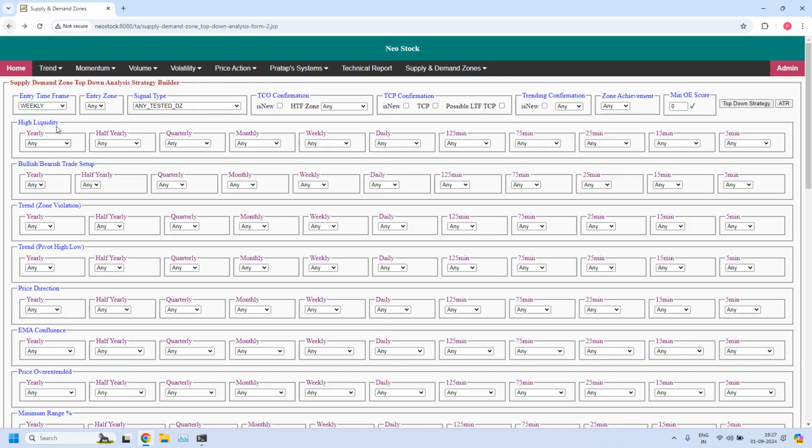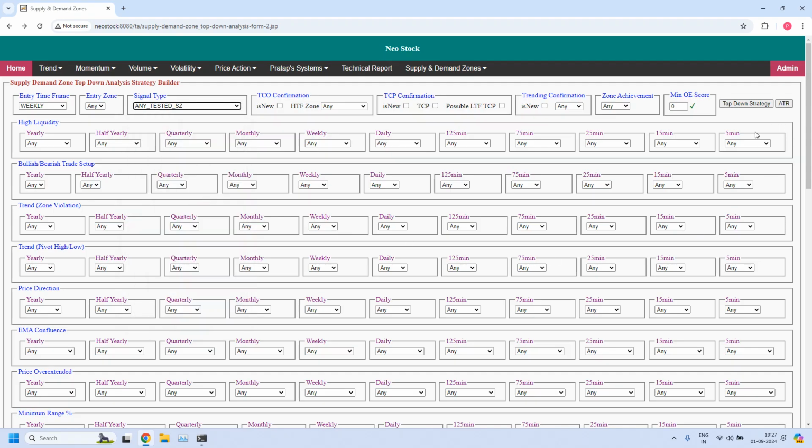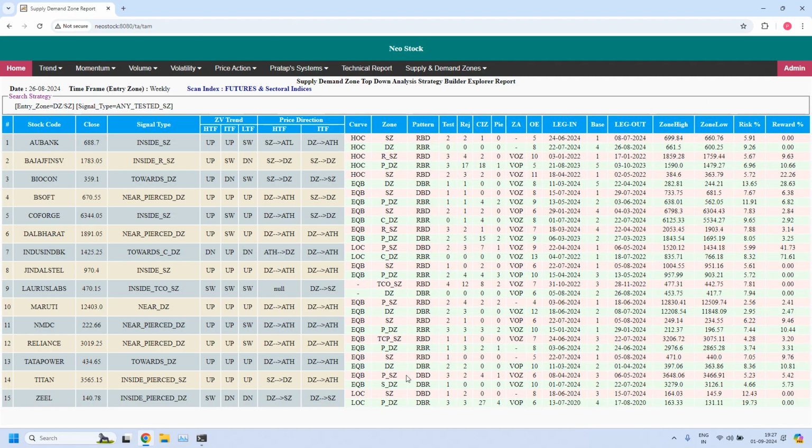In the next report for weekly time frame, let us find the stocks having weekly supply zones tested during this week. So these 15 stocks having weekly supply zones are tested during this week.